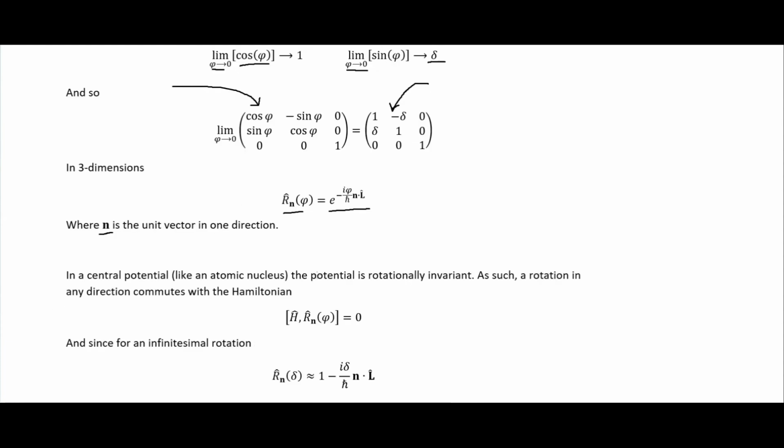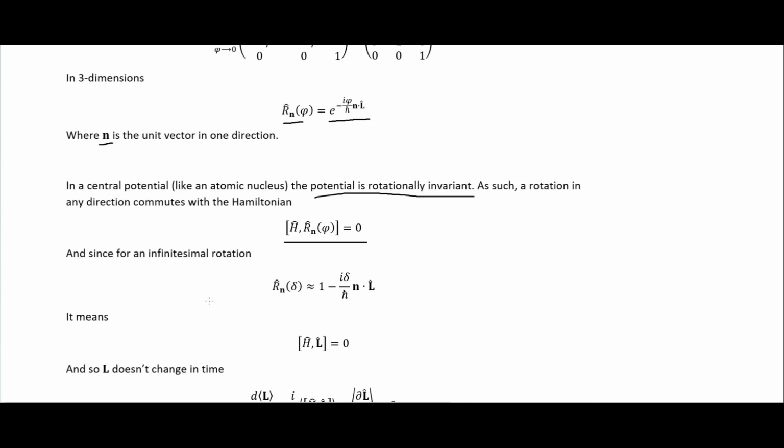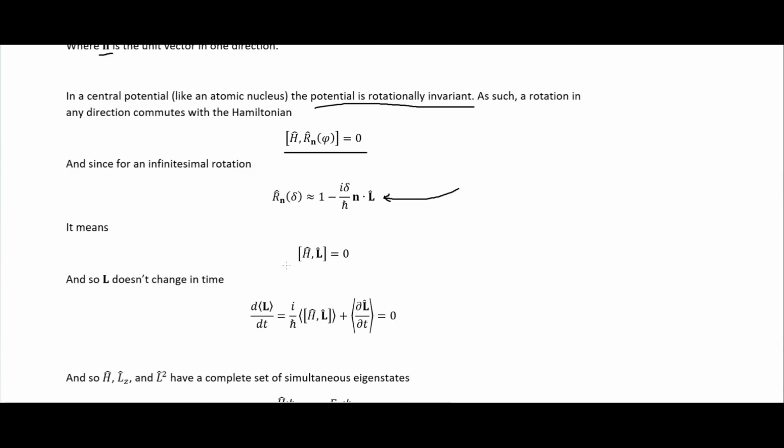So in a central potential, like an atomic nucleus, the potential is rotationally invariant. As such, a rotation in any direction commutes with the Hamiltonian. So we have that our rotation in any direction commutes with the Hamiltonian. And since for an infinitesimal rotation, dropping the higher order terms, our L here commutes with the Hamiltonian, and so L doesn't change in time. So once again, we know that this commutes with the Hamiltonian, so that goes to 0. We know that this doesn't have any explicit dependence on time, and so that goes to 0.